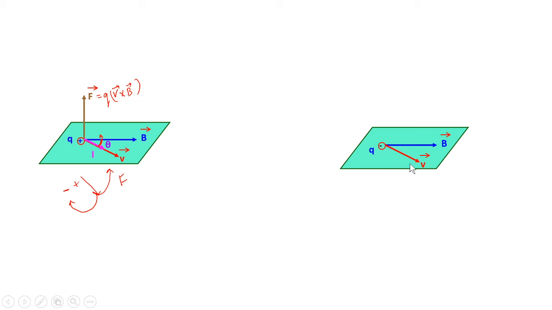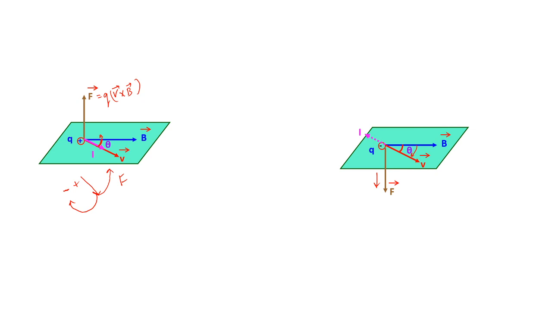So this is the direction of velocity. Now, since it is negative, you have to multiply by negative. Therefore, the force experienced by the negative charge is downward, because you have to curl your fingers from B to V, since it is a negative charge. Then the thumb points in the downward direction.